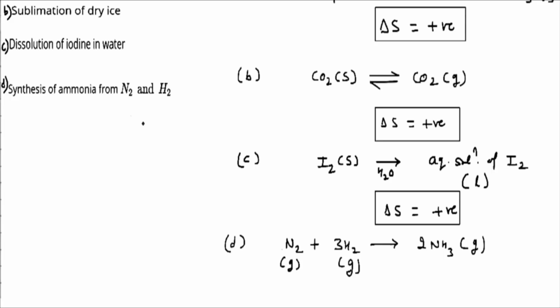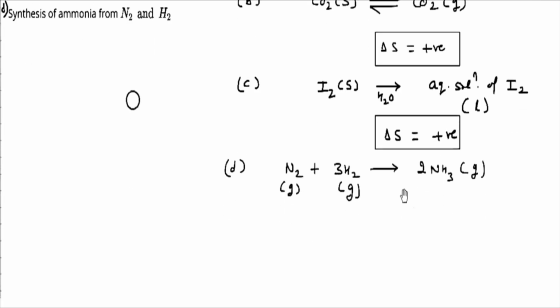Now you can see in this particular case, there are 2 mole of ammonia and 4 mole of reactant, that is 1 mole of nitrogen and 3 mole of hydrogen. So delta Ng, the change in the number of moles, comes out to be 2 minus 4, which is minus 2.